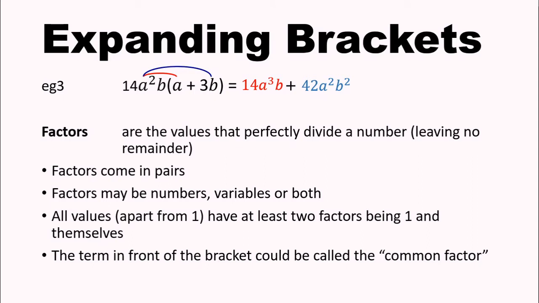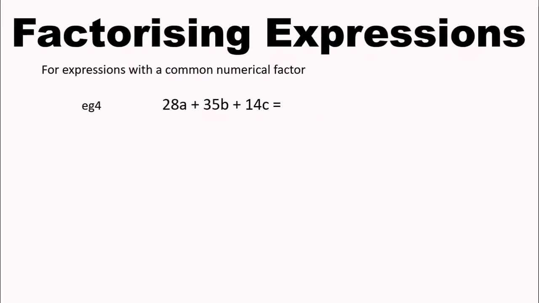The term in front of the brackets, when we're expanding these brackets, could be considered the common factor of the expanded expression. So looking at this example 3 up above, the expanded expression has got a common factor of 14a squared b. Both of these two terms could be divided by the number 14, a to the power of 2, and b. Let's start with a simple example for factorizing expressions.